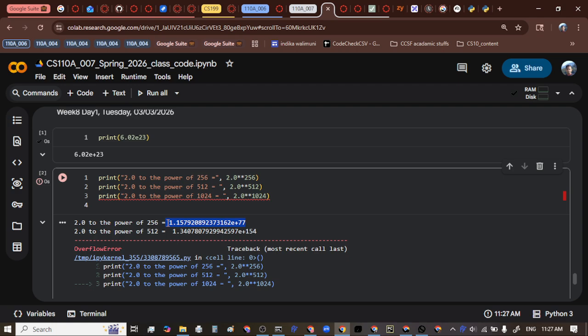Probably we don't have that many particles in the universe. Maybe we have even less. I don't know. The second one also worked, but the third one, our code ran and tried to run, and it's a runtime error, a particular runtime error called overflow error, because the value is not supported. So we went beyond.